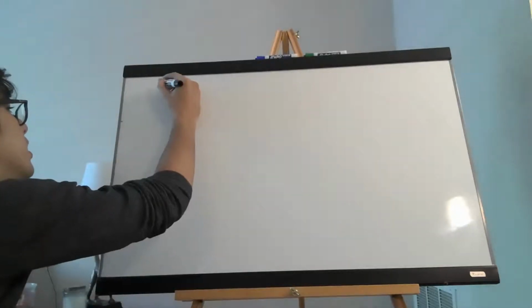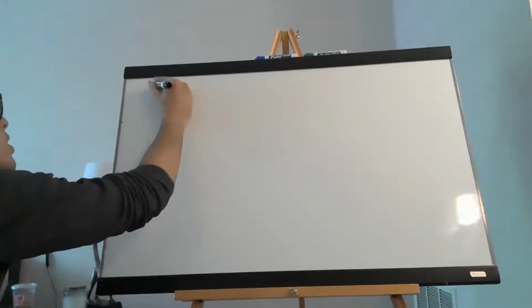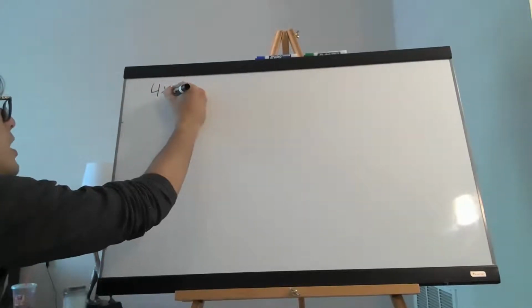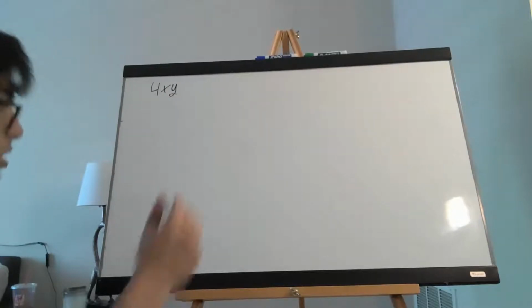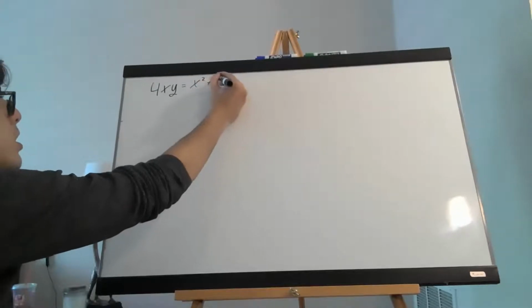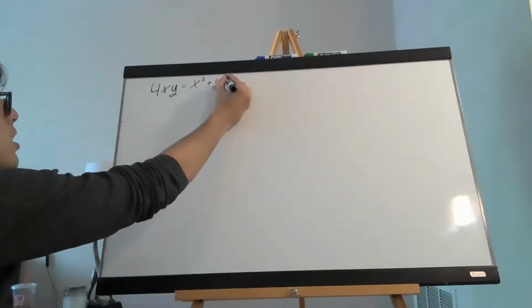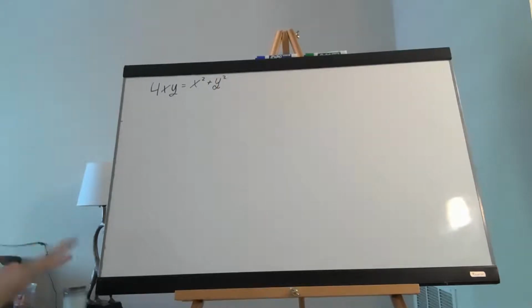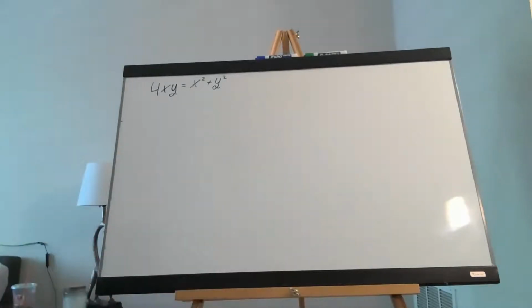Let's see. Okay, so this one's fairly short. For this problem, we've got 4xy equal to x squared plus y squared. Like I said, if you think you've got the hang of this, go ahead and start working ahead of me. I'm going to leave it up for just another few seconds here, and then I'm going to start explaining and working.